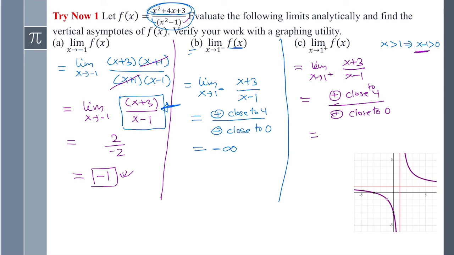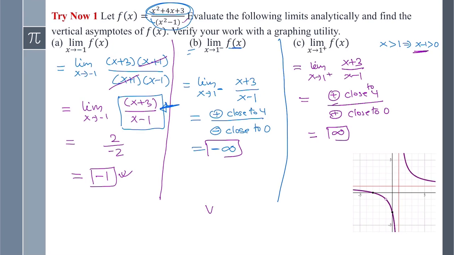Now again, when you divide a finite number by a really small number close to 0, we get infinity. In this case, we divide positive by positive, so we get positive infinity. So we got positive and negative infinity as x approaches 1 from the right and left. The limit as x approaches 1 does not exist because it goes in two different directions, but still we have the vertical asymptote. The vertical asymptote for this function is x equals 1.